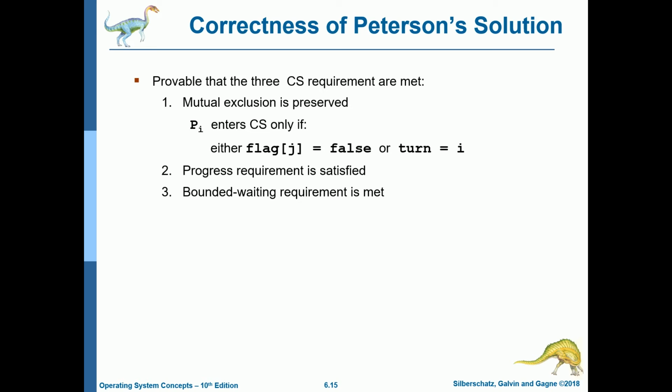Now to prove mutual exclusion exists, we note that each process P sub i only enters its critical section if flag of j is equal to false or turn is equal to i. By doing this, we can prove that mutual exclusion is preserved, so that the critical section of one process is not running while another critical section of another process is currently running. We can also use this to prove properties 2 and 3.